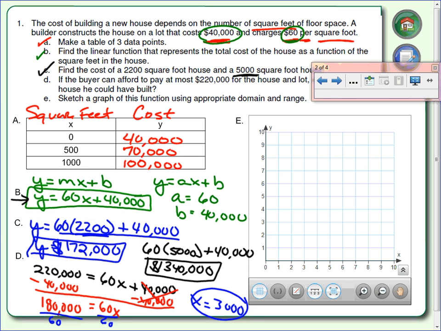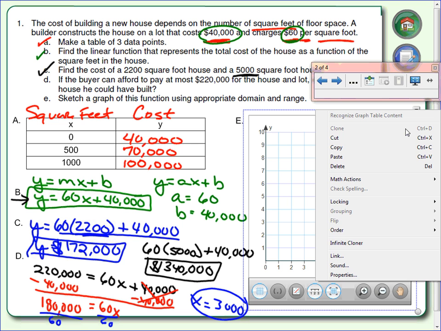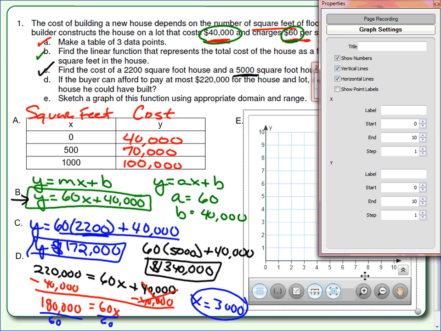Matter of fact, if you look at the Y values, they go from 40,000 to 100,000. This graph that I have is not big enough. So we're going to have to fix that. And you're going to help me figure out what to use so that we can fix it. So here we go. Starting with the X's. Where am I going to start? What number do I start with?